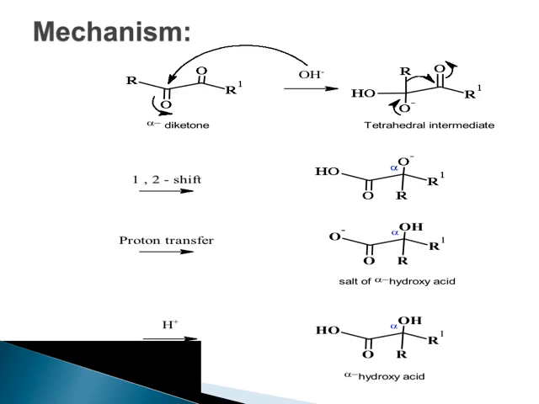For the next step, the driving force is the negative charge on the oxygen atom. These electrons shift here to form a carbon oxygen double bond, and the R group migrates to the adjacent carbonyl carbon and oxygen acquires a negative charge. We get this kind of alkoxide ion. Here you can see O minus, which is the alkoxide ion.